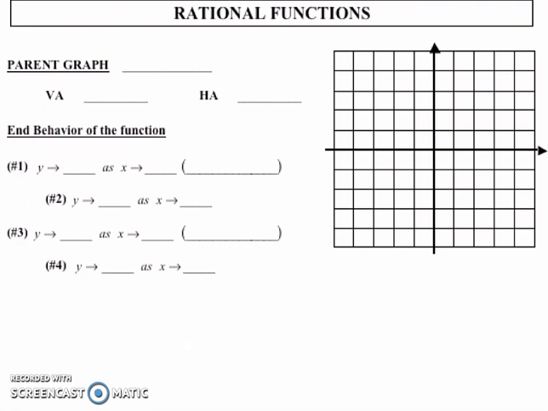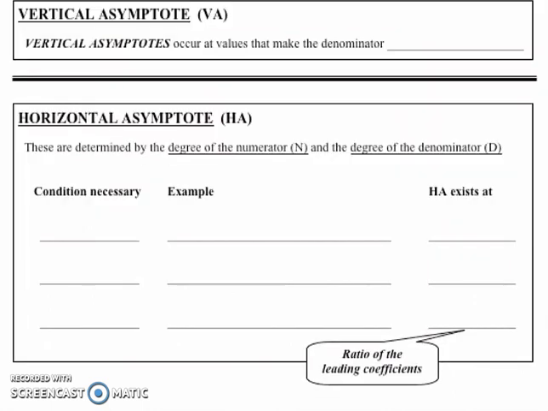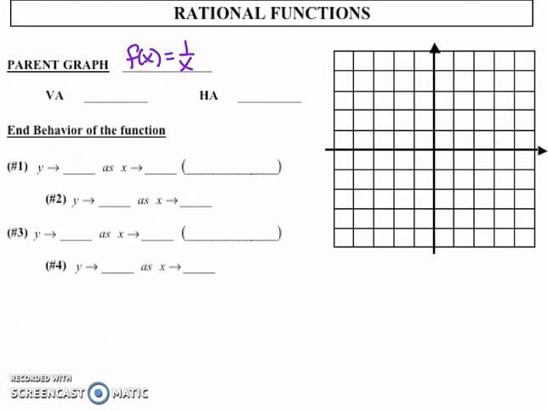So we're going to start with the parent graph of our reciprocal function, f of x equals 1 over x. Okay, we know what that looks like. It has a point here at 1, 1, and a point at -1, -1. It has a point at 1/2, 2, and a point at 2, 1/2. So one branch looks like this.